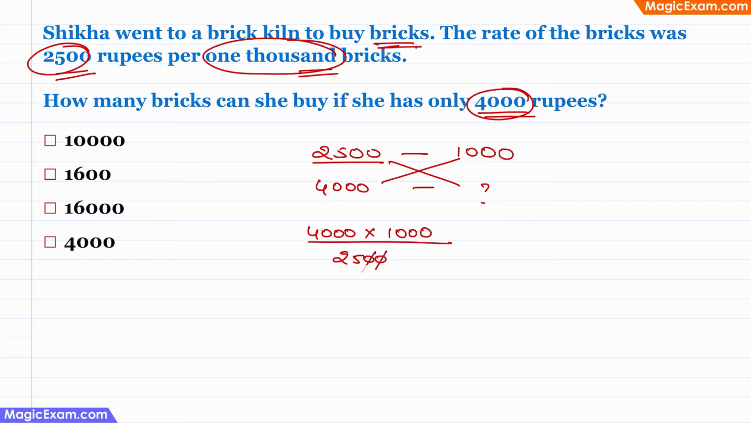So 0, 0, we'll cancel out the zeros, then 25 ones are 25, 4s are 40. So if we multiply 40 into 40, we'll get 1600. So with 4000 rupees, she can buy 1600 bricks. So the correct answer is option 2.